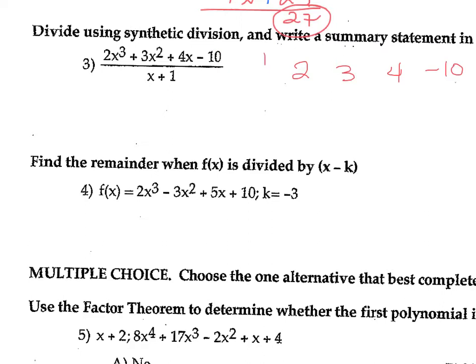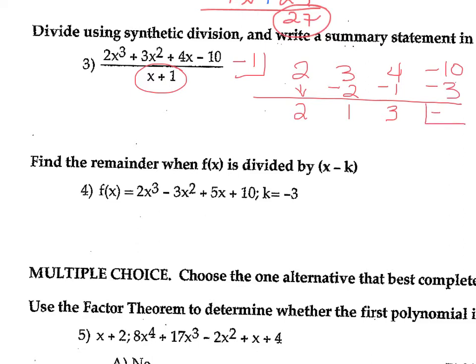So once you get the coefficients, then you divide by the opposite of whatever is in the denominator, which is -1. You put a line underneath and bring the first number down, so it's 2. 2 times -1 is -2, then 1 times -1 is -1, 4 minus 1 is 3, times -1 is -3, and then you combine, that is -13.